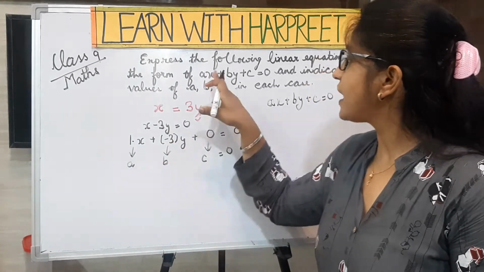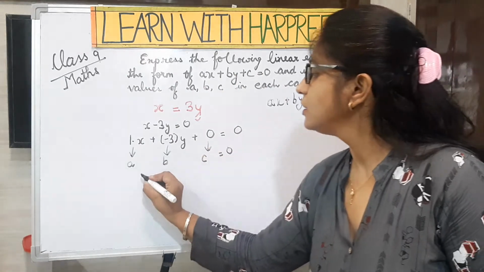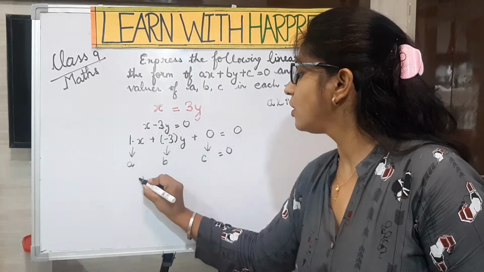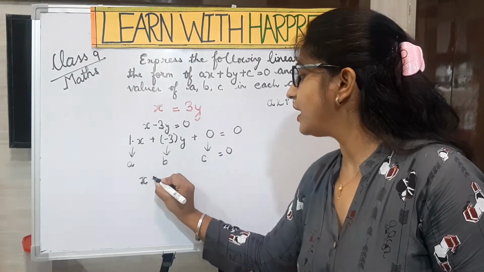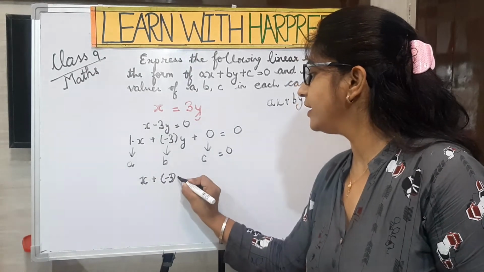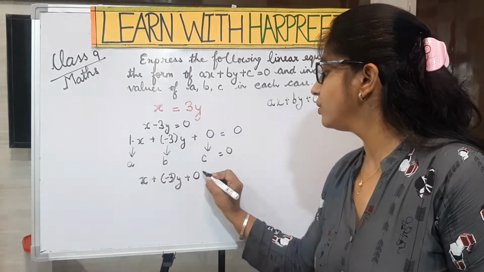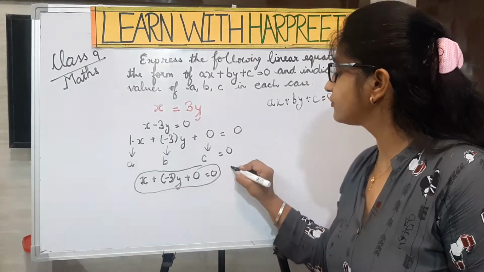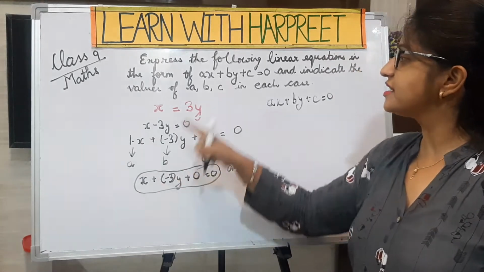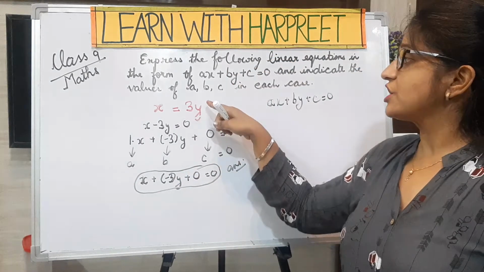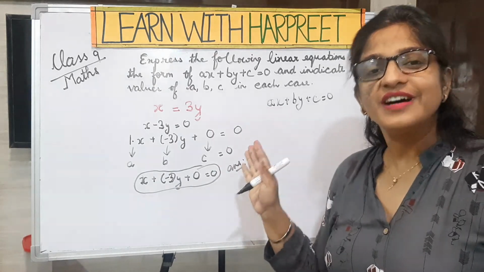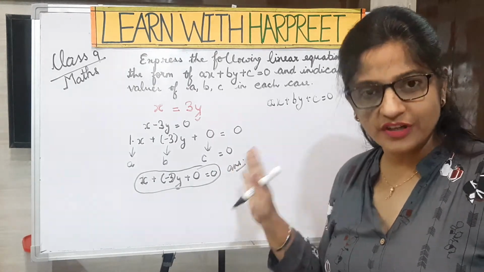If the first part asks for the answer in this form, then you will give the answer in this form, that is 1x, or you can simply write x plus minus 3y plus 0 is equal to 0. So this is the first part of the question, that is representing the given equation in the form of ax plus by plus c is equal to 0. This will be the answer to the first part.